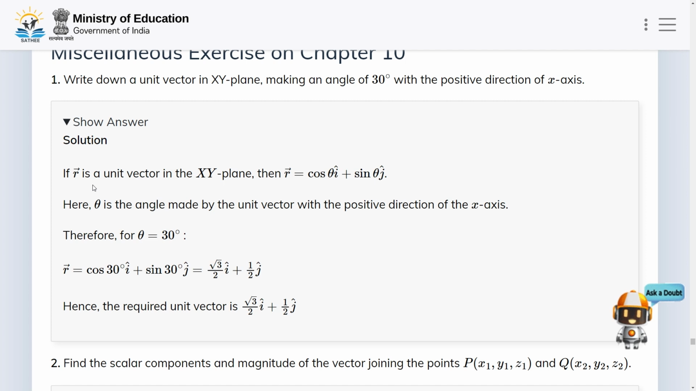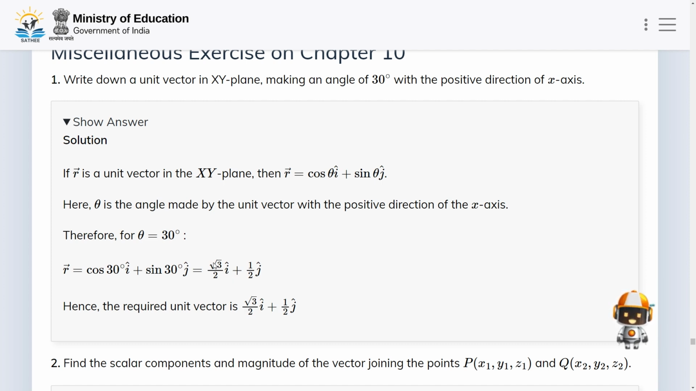So the required unit vector must be root 3 by 2 i hat plus half j hat. Why am I saying that this is your unit vector? Because if you try to see, the magnitude will be just 1. You can verify that.